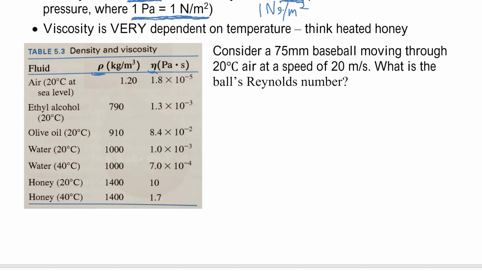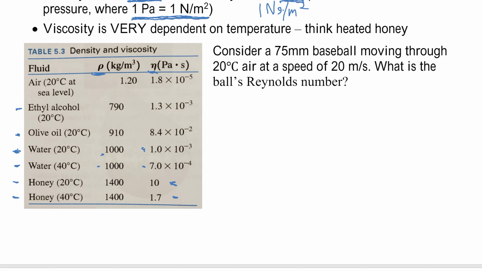Ethyl alcohol is here, olive oil here, water at 20 degrees, water at 40 degrees. Honey at 20 degrees, and then remember we warmed up honey, so it's at 40 degrees. Notice what happens. The density is the same for honey, and the eta, the viscosity, has dropped significantly. Water at 20 degrees, the density is the same, 1,000 and 1,000, but notice that the viscosity was 1 times 10 to the negative third, but then it was 7 times 10 to the negative fourth. So it actually did drop. The exponent was 10 to the negative third and then 10 to the negative fourth.